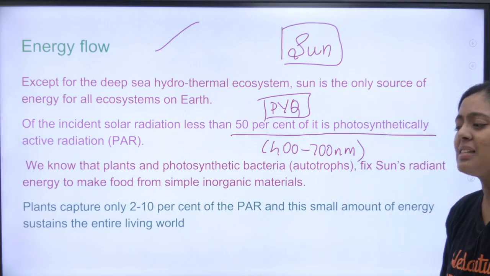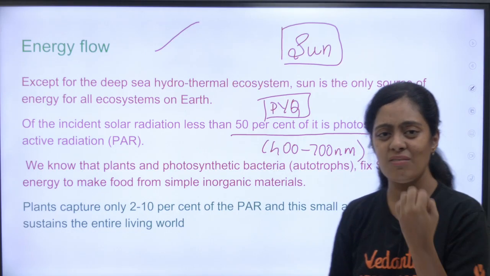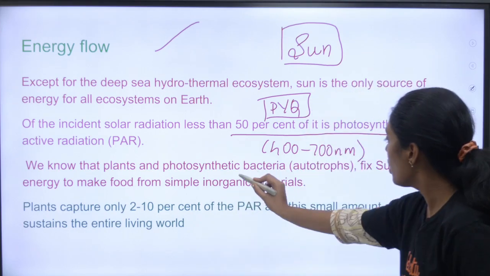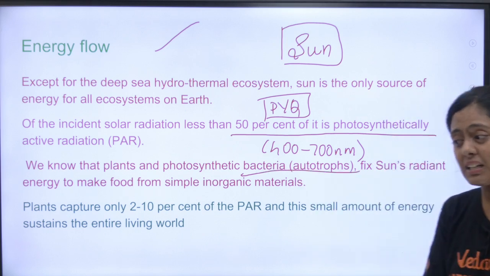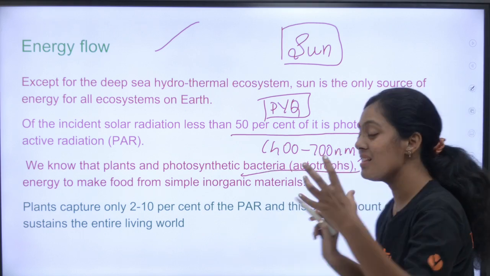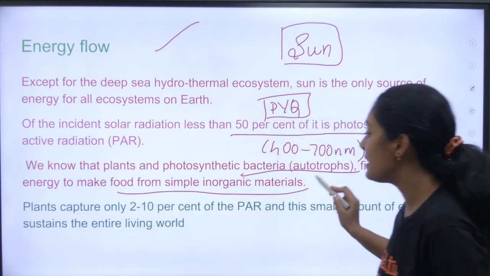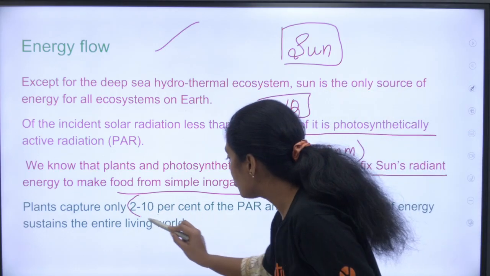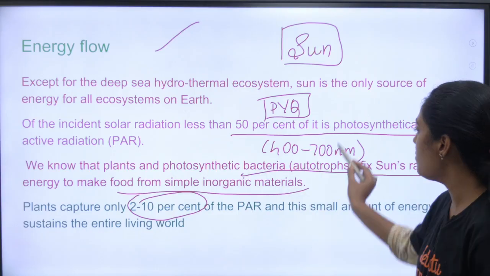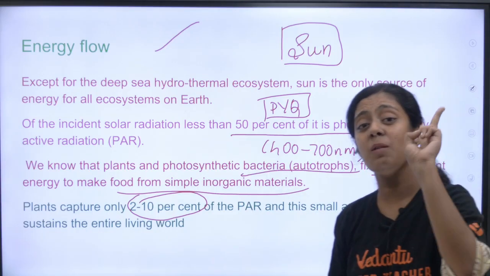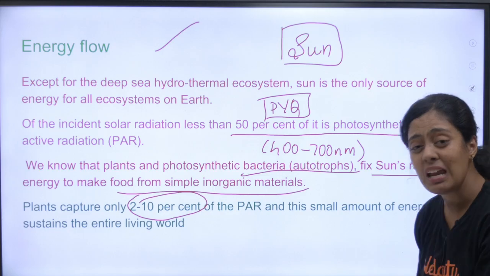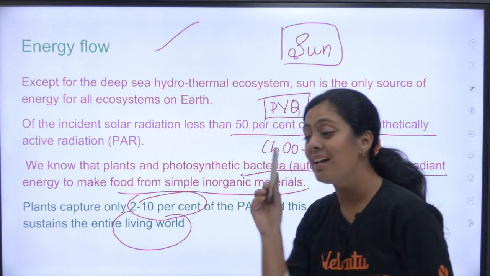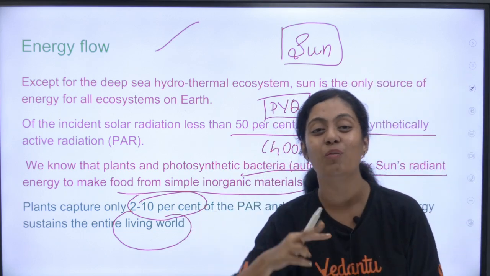Okay, so in the plants இதை என்ன பண்றாங்கன்னா, இந்த photosynthetically active radiation absorb பண்ணி they are converting the light energy into chemical energy. That is what we call autotrophs. Plants, photosynthetic bacteria, right? They basically fix your sun's radiant energy to make food from simple inorganic material. That's very, very important. And pasangala, remember, plants capture only 2 to 10%. இந்த 50% இருந்து plants வெறும் 2 இருந்து 10% of the PAR is very much enough to sustain the entire living world. Okay, இந்த உலகத்துக்கான எனர்ஜியே வெறும் 2 இருந்து 10% of the PAR is giving.